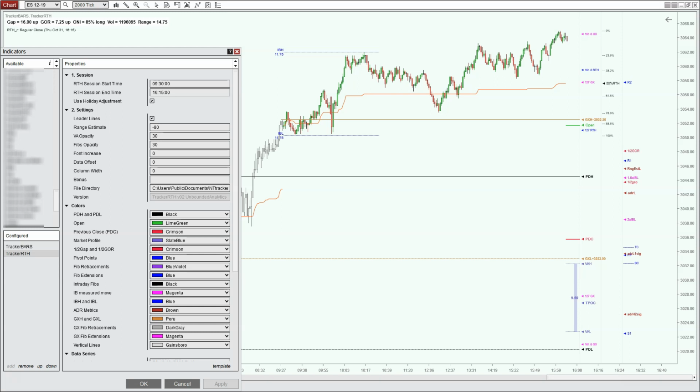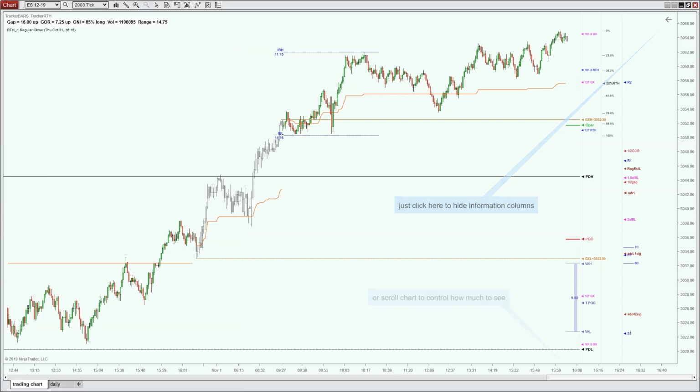Compared to all these other indicators, TrackerRTH does the math only once, organizes the information neatly, and most information can be hidden or unhidden with a simple chart scroll to the left or right.